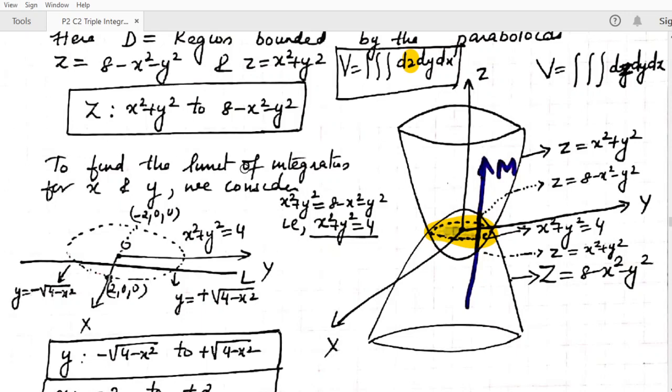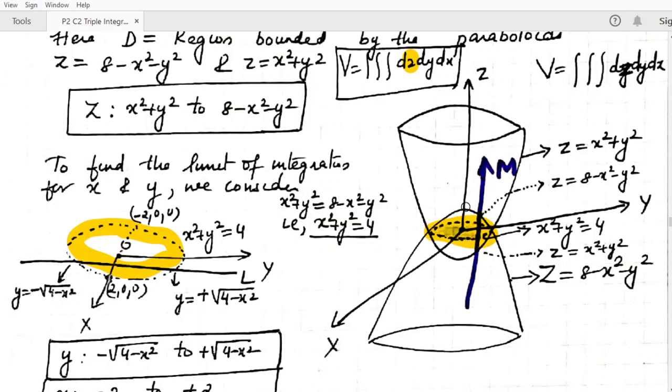So now, to find the limits of x and y, we consider this particular common region, the region of integration of these two paraboloids. So we have to now find the region of integration. How do we usually find the point of intersection?